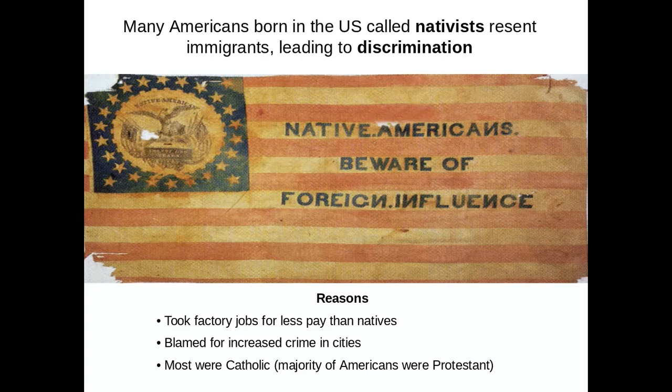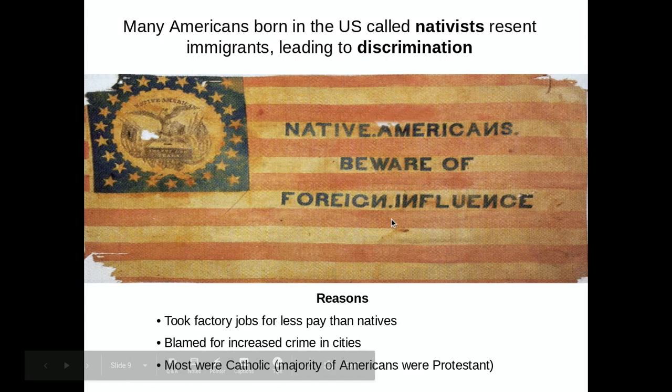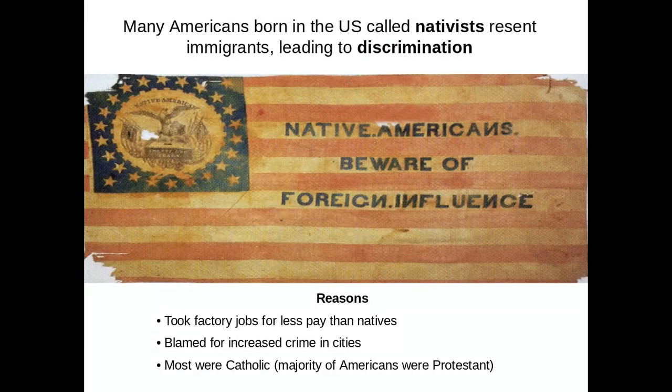They were considered the threat, taking factory jobs for less pay, blamed for increased crime in the cities. And there was the religious differences, in this case where the Irish were mostly Roman Catholic and the majority of Americans at the time were Protestant. So you have these religious differences. They're being blamed for crime. They're being blamed for taking jobs. If anybody pays attention to the news, that can sound somewhat familiar, but it's just different groups that are being discriminated against today. So as you can tell, as you can understand now, discrimination is something that is not brand new.